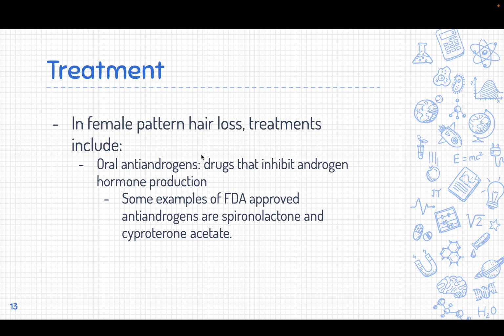And then treatment for female pattern hair loss includes oral anti-androgens, which are drugs that inhibit androgen hormone production. And since women also have testosterone, sometimes they can produce too much of it if their genes cause that. And then if they take anti-androgens, then they would produce less testosterone and would likely get rid of their androgenetic alopecia. And then some examples of FDA-approved anti-androgens are spironolactone and cyproterone acetate.